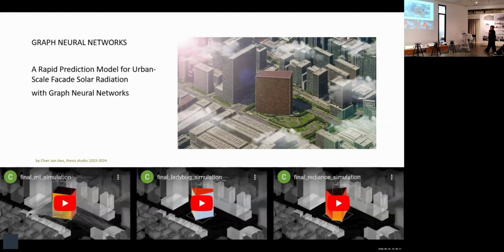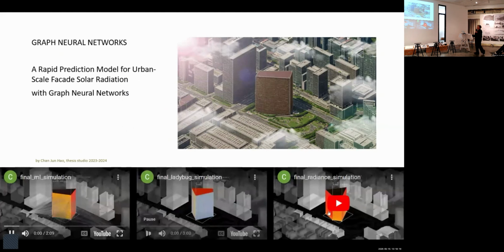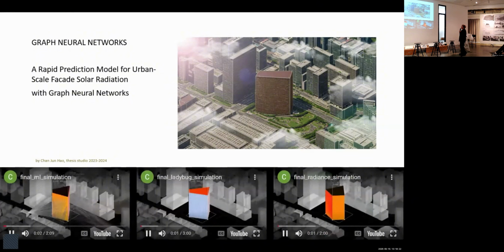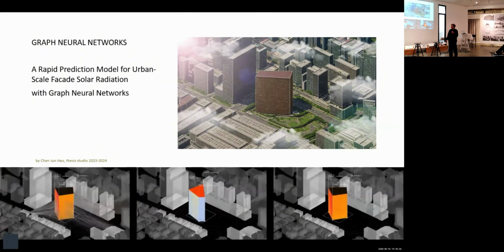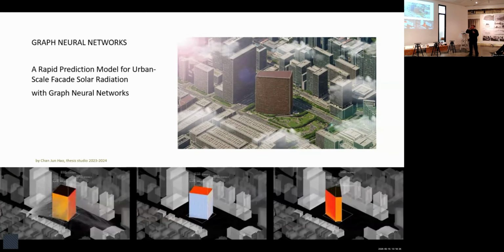Again, another student from NUS that I was on the committee, he was very interested in a rapid prediction model for urban scale facade solar radiation with graph neural networks. So this is related to Elam's current work, where the student was looking into kind of generative optimization of designing a new building as it relates to solar radiation in its relationship to the context, and how he did this.